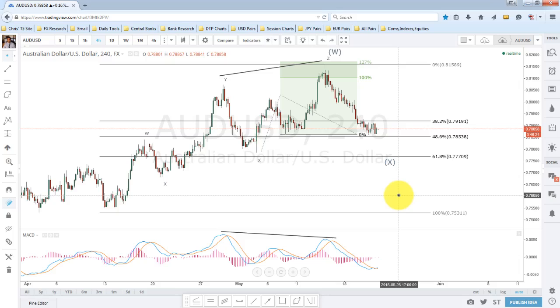So more of this to come. But that's a triple. And that's how we would label a triple, as a W, X, Y, X, Z. And that would make up a larger degree cycle.